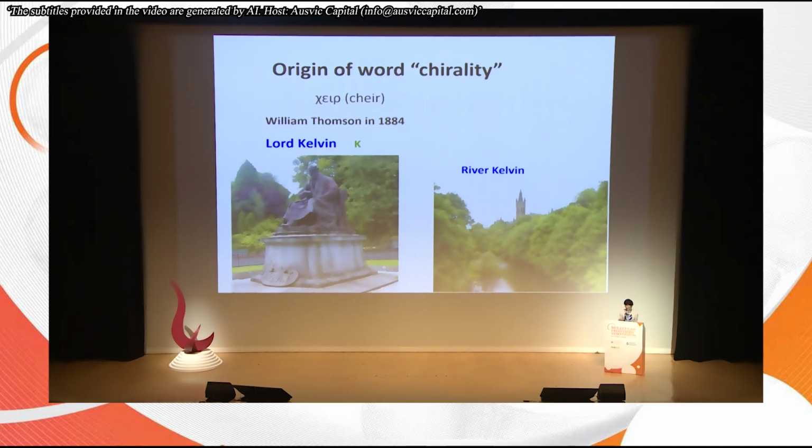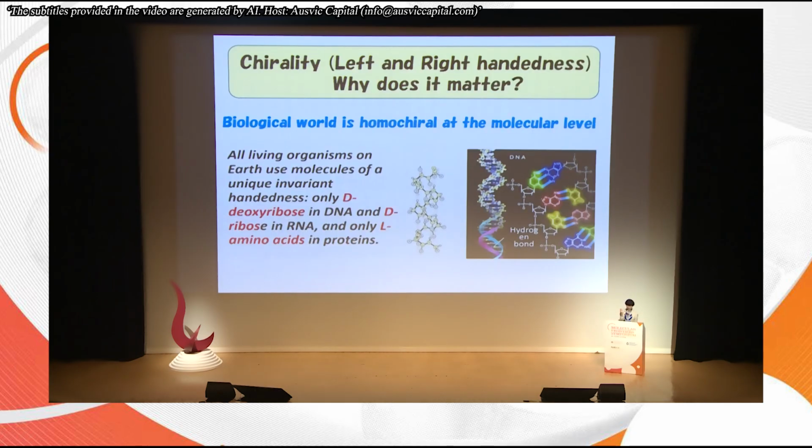Okay, and chirality has become familiar to you now. Then you may wonder, all right, I know what chirality means, but why is it so important? Why does it matter? But it is very, very important because the biological world is homochiral at the molecular level. What does it mean, homochiral? It's described here. All living organisms on Earth use molecules of unique invariant handedness.